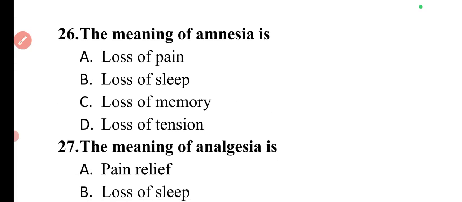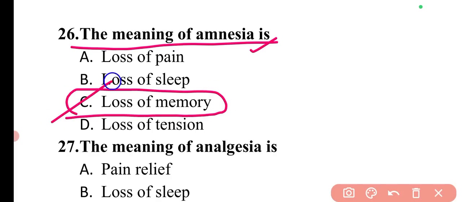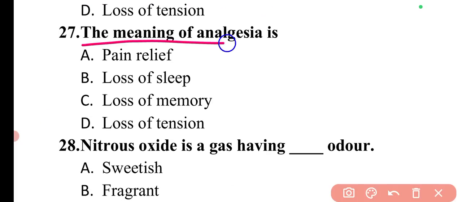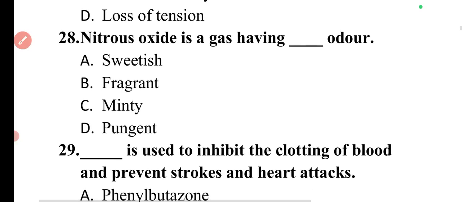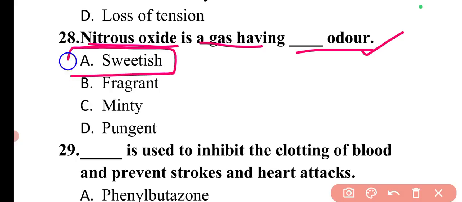Next question is, the meaning of amnesia is the loss of memory. So here option C is correct. Next question is, meaning of analgesia is pain relief. So here option A is correct. Next question is, nitrous oxide is a gas having dash odor. Basically nitrous oxide has a sweetish odor, sweetish smell. So here option A is correct.